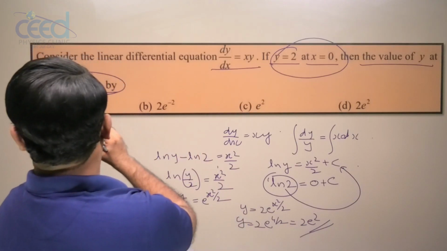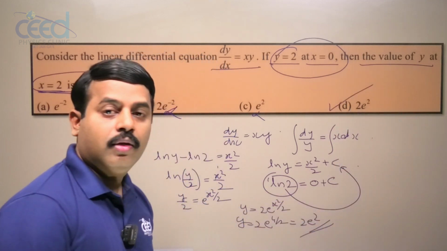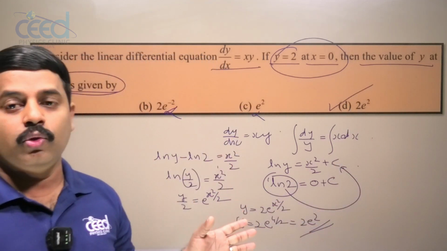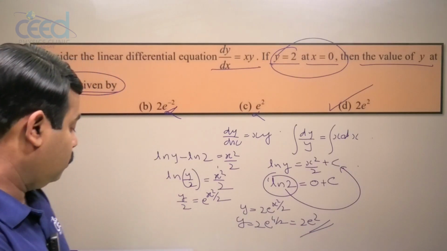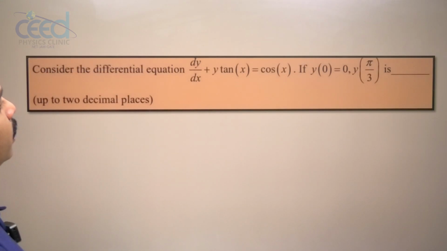Then which is the option? It's not A, not this one, it's this one. So the solution is 2 e square, right? Alright. Now, let us go to another question.